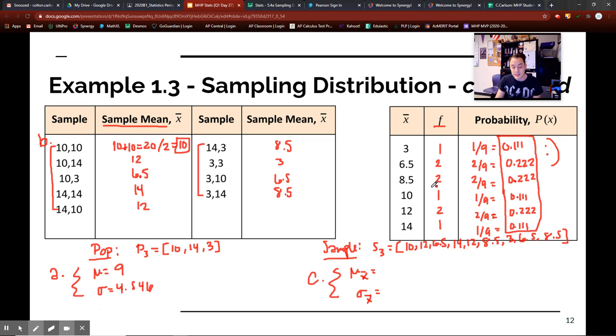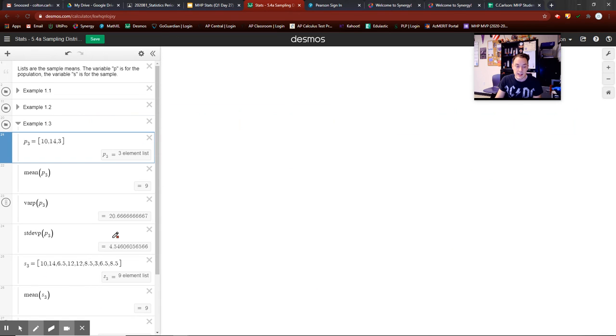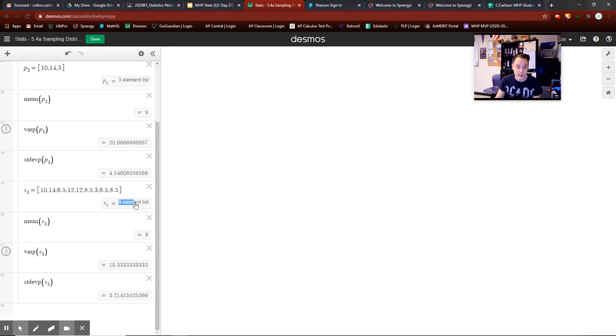Now, we have one last thing to do, and that is find the mean and standard deviation. How do I do that? Okay, well, I go to Desmos, of course. So right here, as you can see, I've listed them all out, all 9 numbers right here. 10, 14, 6.5, 12, 12. And now the calculator does the work for you. 9, 10.3, and then 3.2. I only care about the standard deviation and the mean. So that's all I'm going to write down. So I have 9, and then the standard deviation is 3.21.